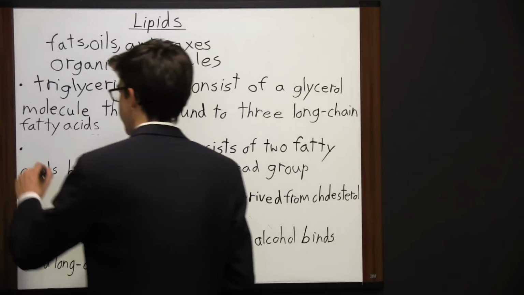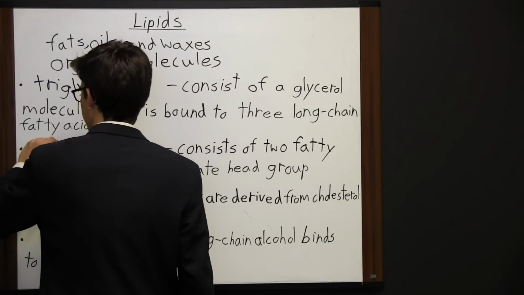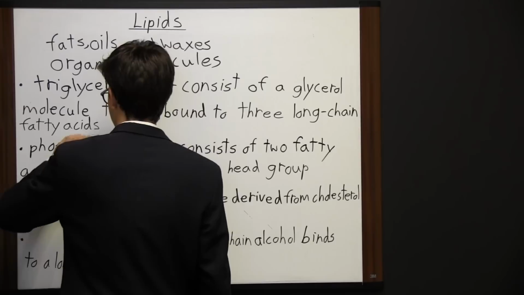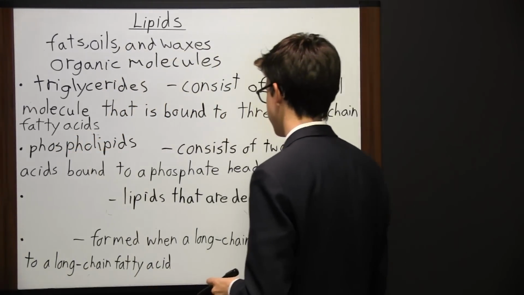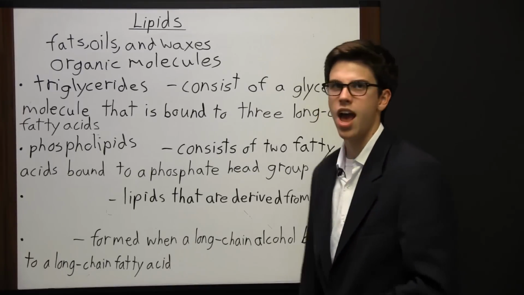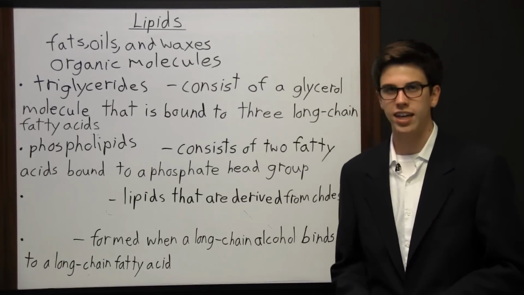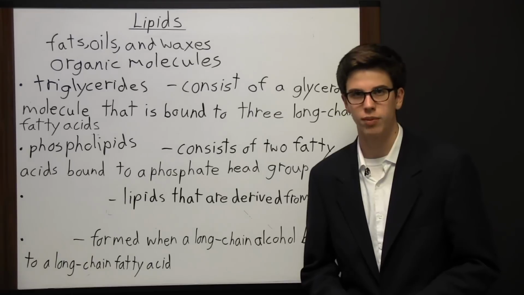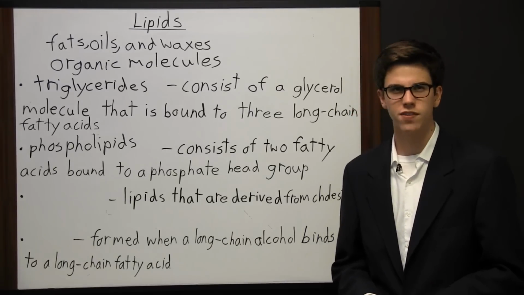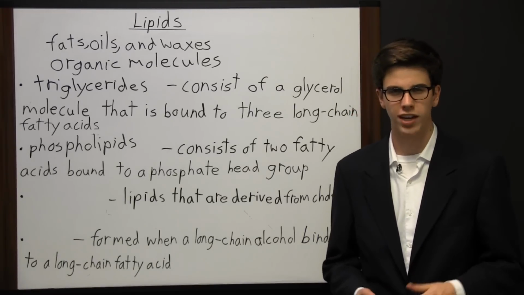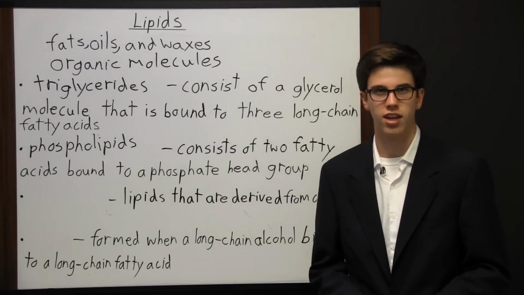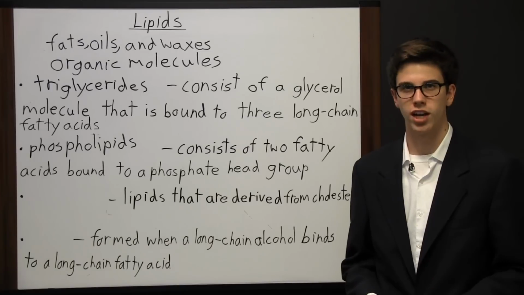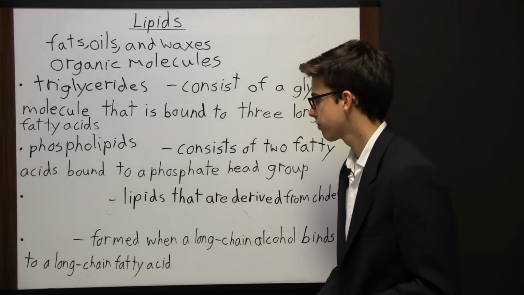Now, a second grouping is phospholipids. And these consist of two fatty acids bound to a phosphate head group. And so the fatty acid portions avoid water, meaning they're hydrophobic, while the phosphate head groups seek water, meaning they're hydrophilic. So phospholipids have a structural function. They make up cell and organelle membranes in your body.